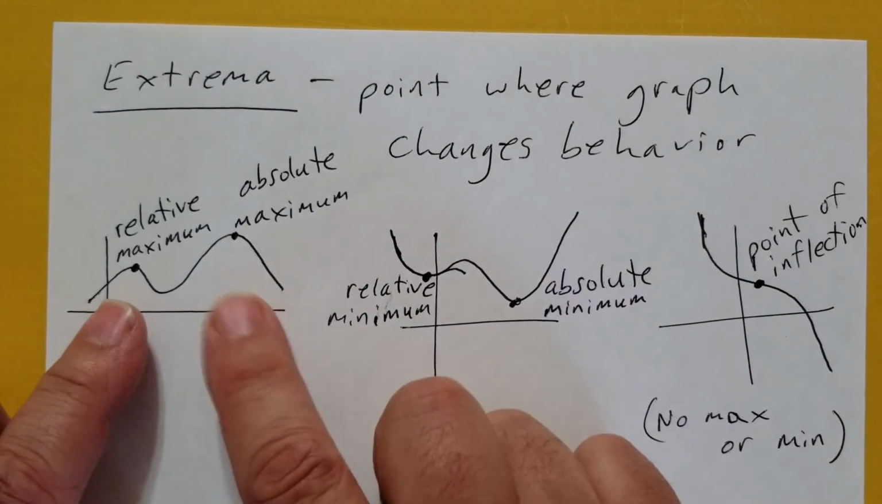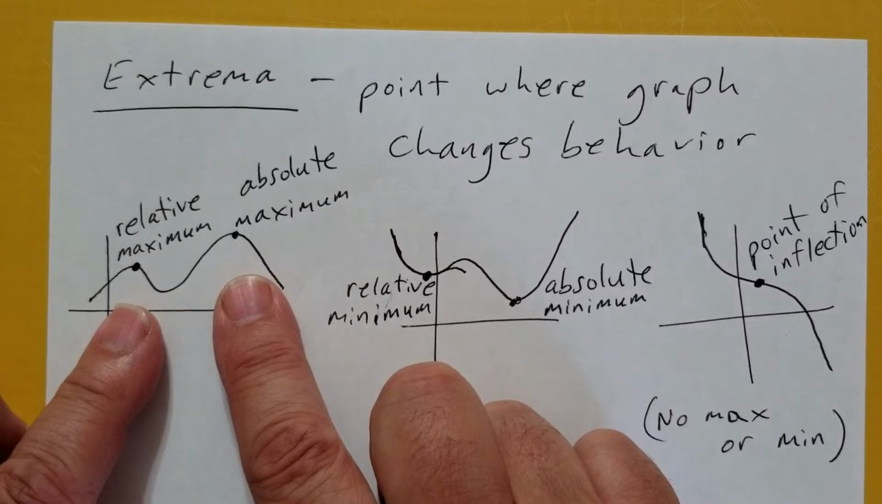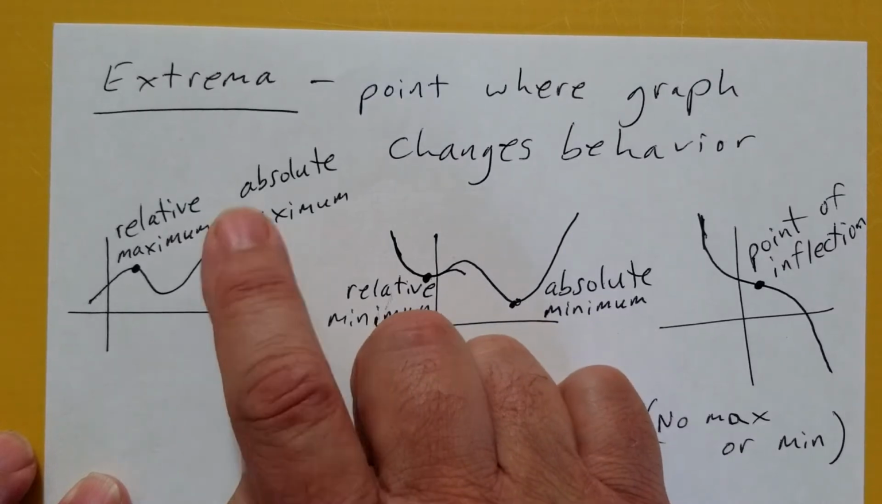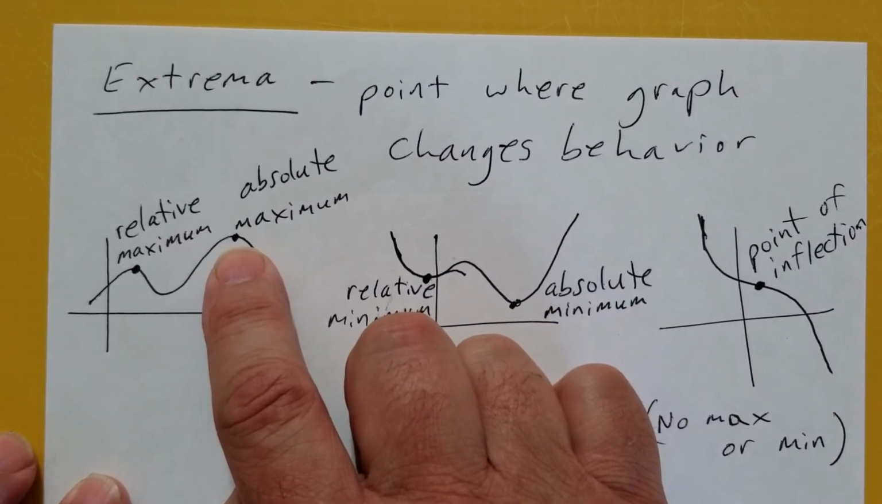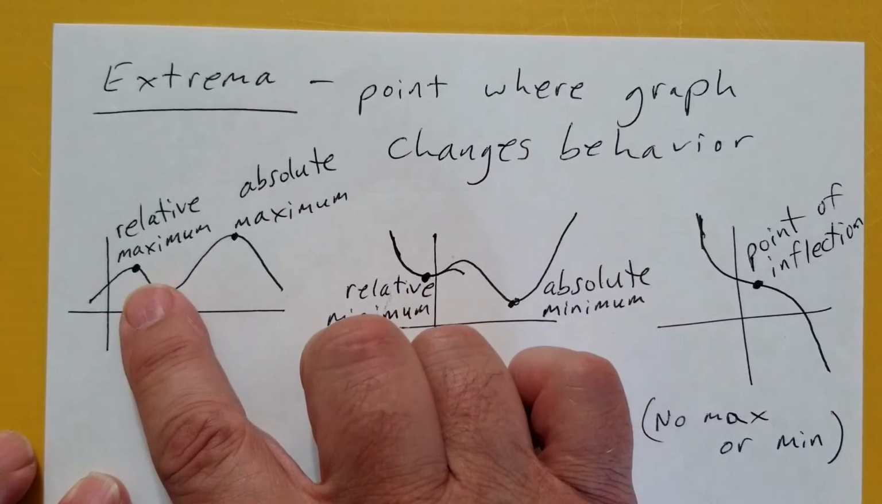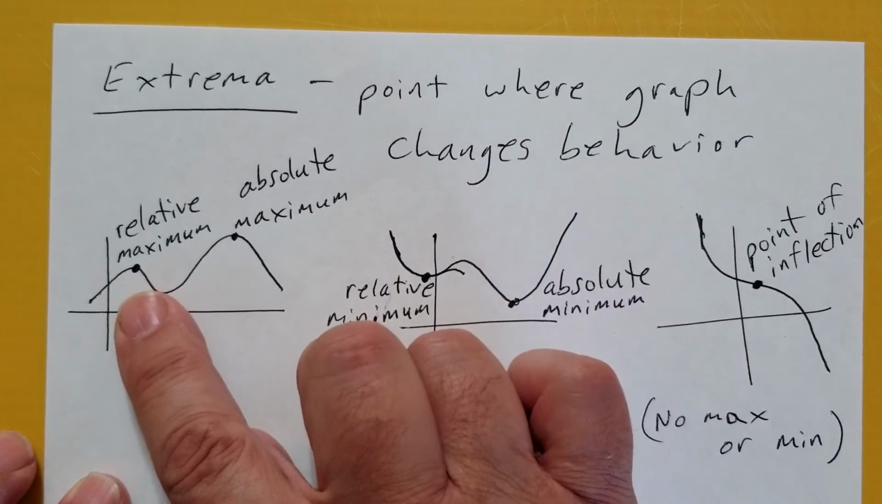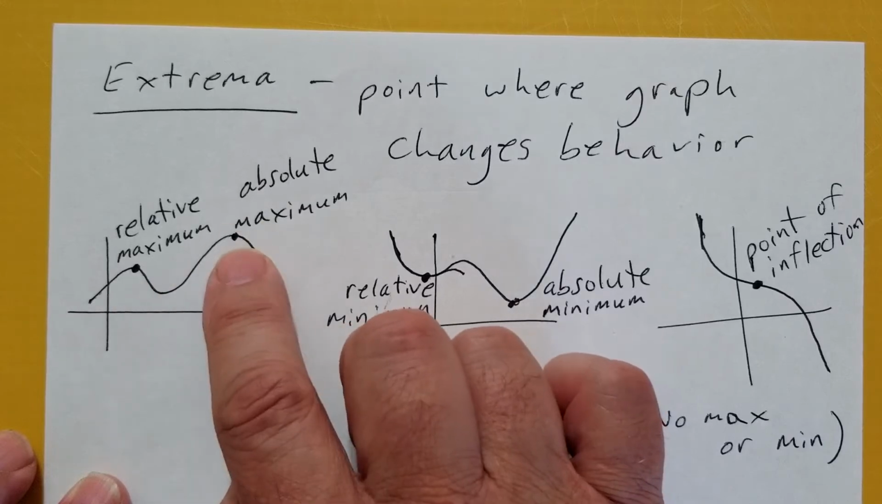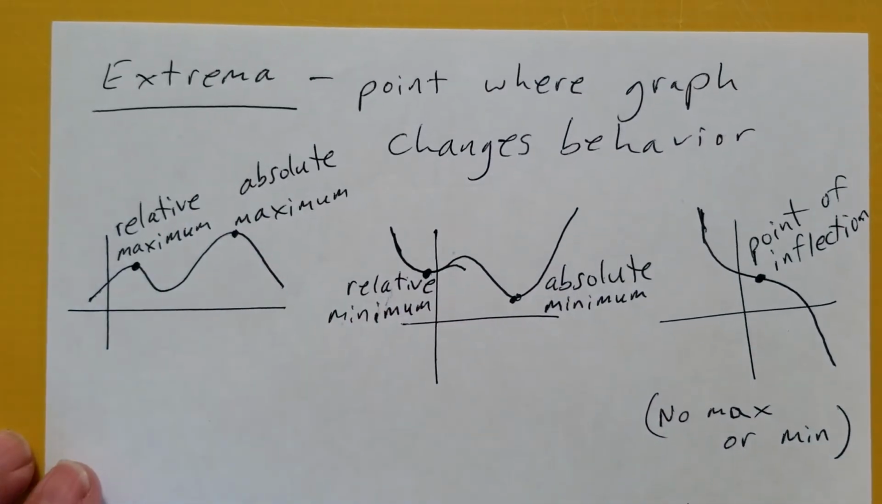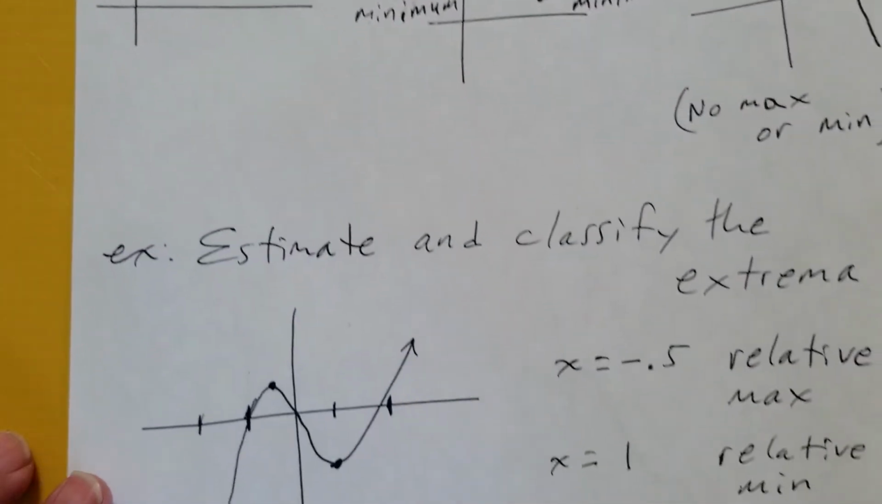Now, if you have two maximums and you happen to have the highest one in the whole graph, that highest one possible, the highest one in the whole graph is called absolute maximum. This is just a relative maximum, a neighborhood maximum. This is the king maximum, absolute maximum. And it works the same way for minimum. Okay?